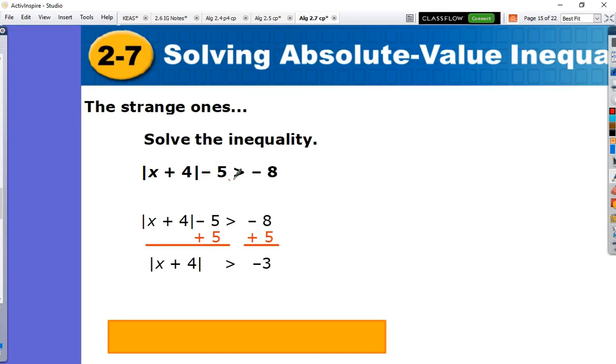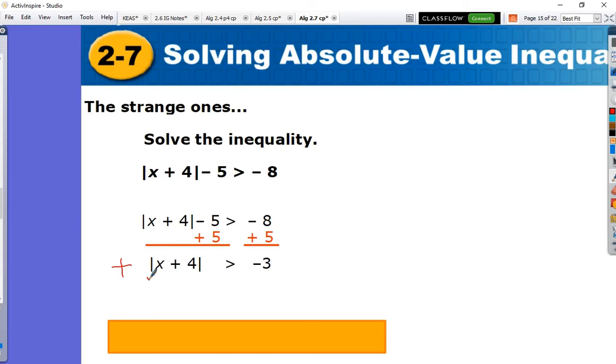We're starting to solve it. We cancel out the minus 5, so we go plus 5, and we're left with the absolute value of x plus 4 is greater than negative 3. In this situation, because this side is always going to be a positive number because of the absolute value, this answer will always be greater than negative 3 no matter what number you put in for x.